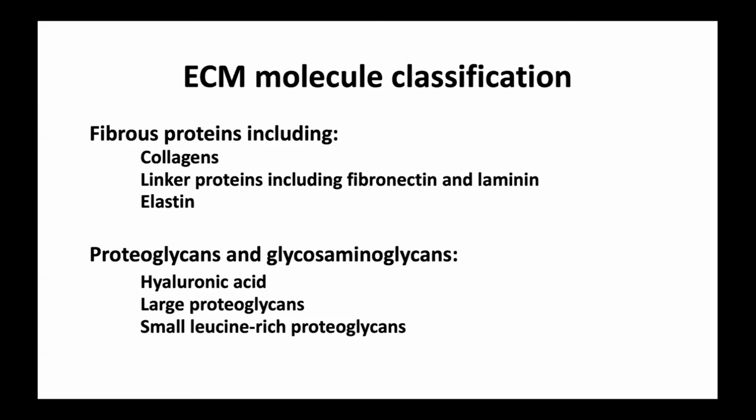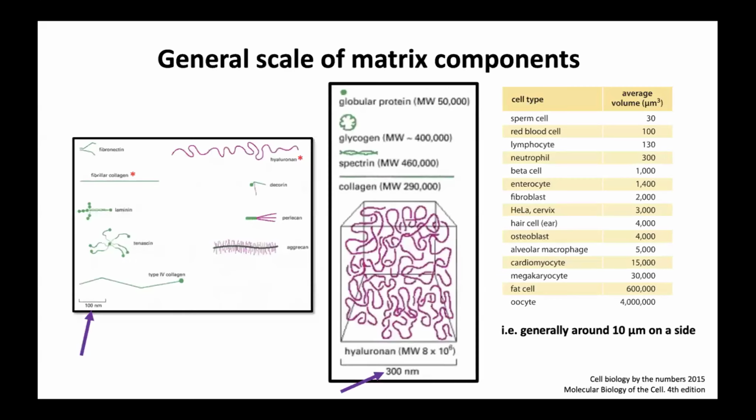Of the ECM molecules, I think I sort of hinted at this before. There are two groups. The first is the fibrous proteins, and that includes the collagens, linker proteins like fibronectin and laminin. Laminin is a linker protein for the basement membrane. And elastin. And then the second category are proteoglycans and glycosaminoglycans. That can be roughly divided into hyaluronic acid, large proteoglycans, and small proteoglycans. And we'll go into a little bit of detail on all of those.